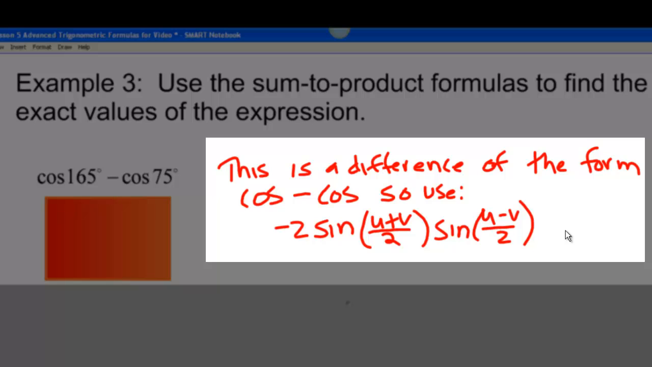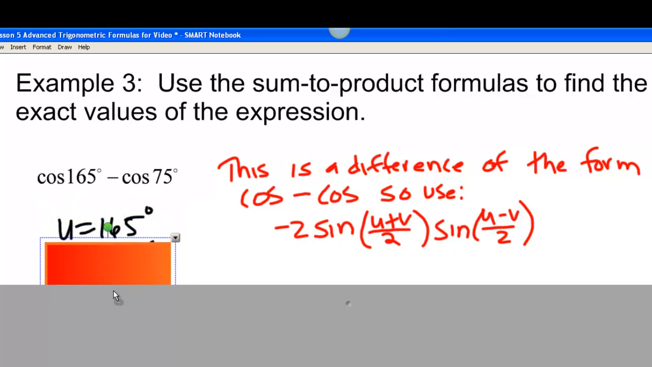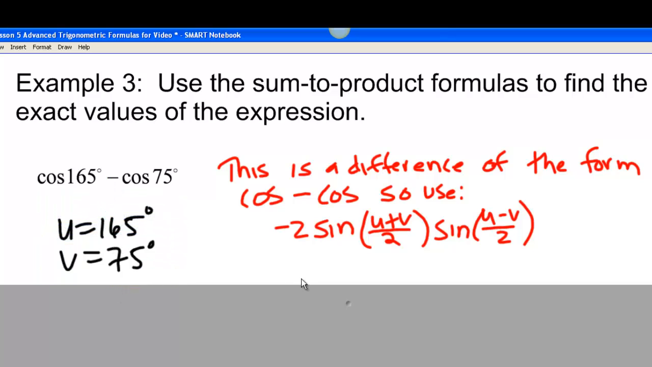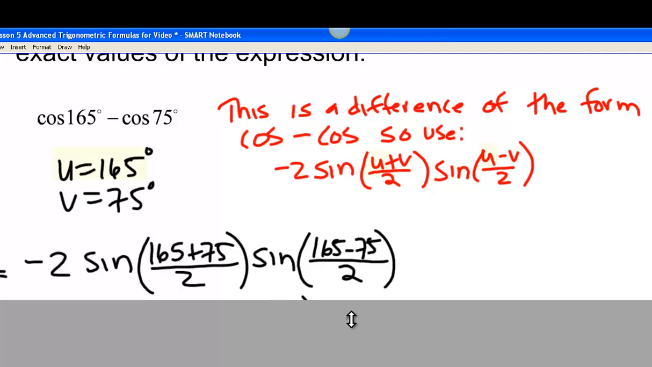So I can convert this to a product using the formula -2 sine of u plus v divided by 2 times the sine of u minus v over 2, where I'm going to use u is 165 and v is 75 degrees. So using that information and plugging it into the formula, I have -2 sine of 165 plus 75 divided by 2, sine of 165 minus 75 over 2.